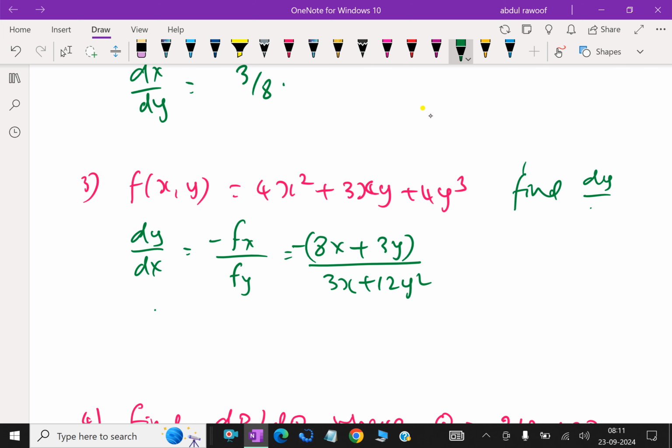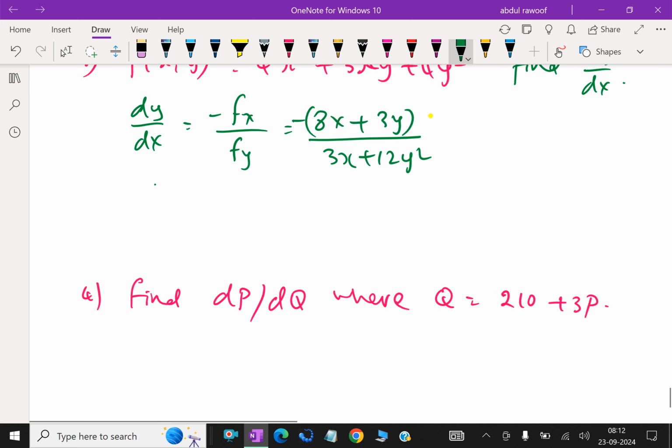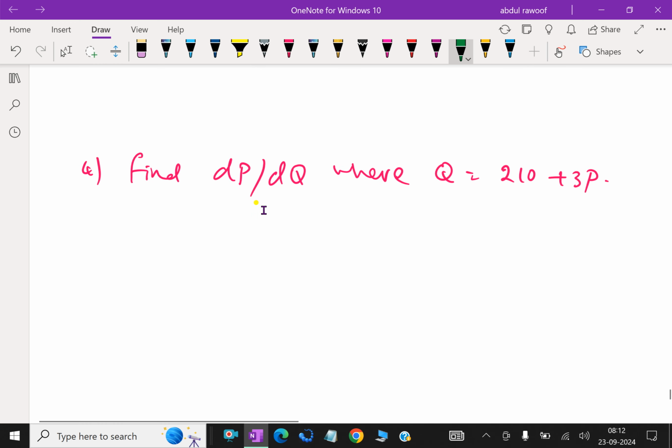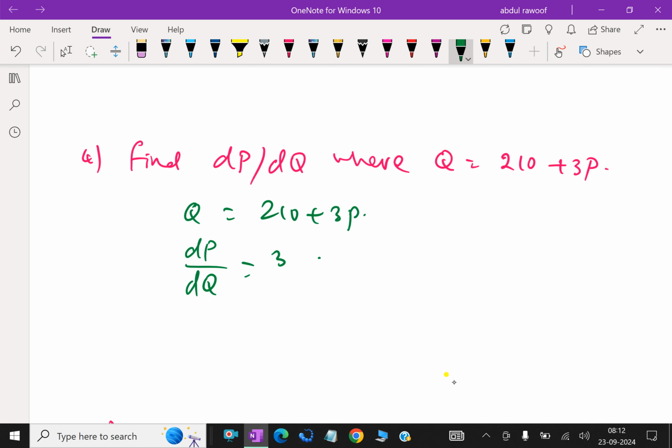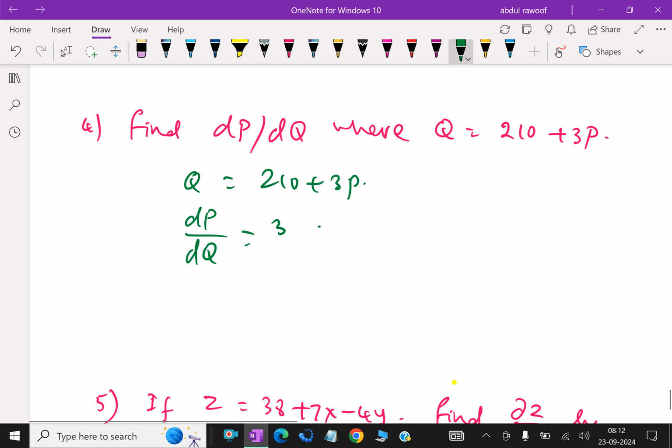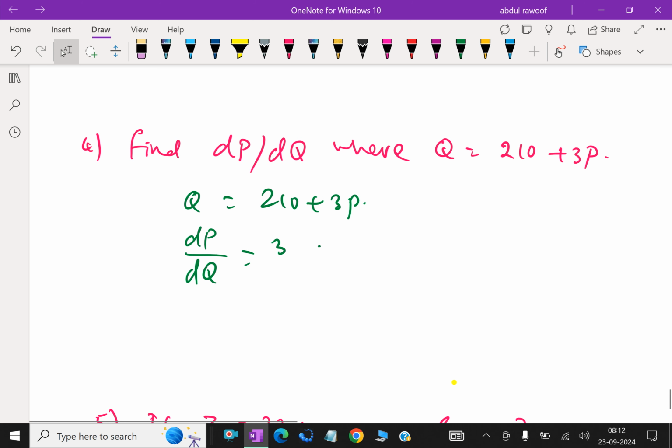Find dy by dx. Here also, dp by dq we have to find. Q equal given. Q equal 210 plus 3p. Next is dq. dp by dq is only 3. Then dq by dp is the reciprocal of 3.